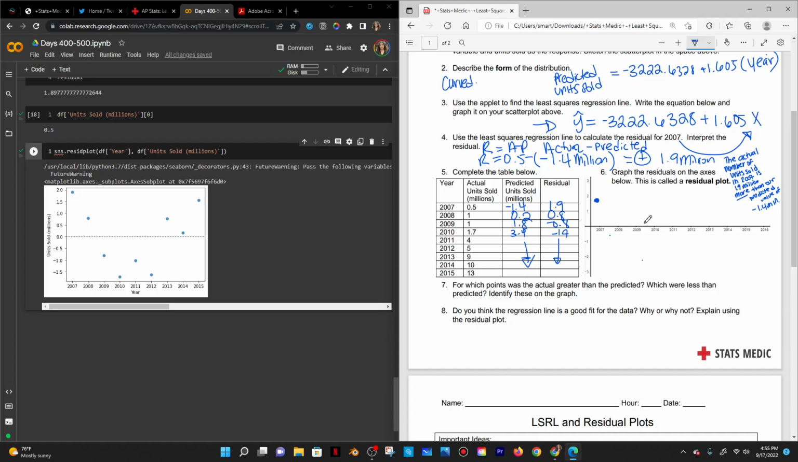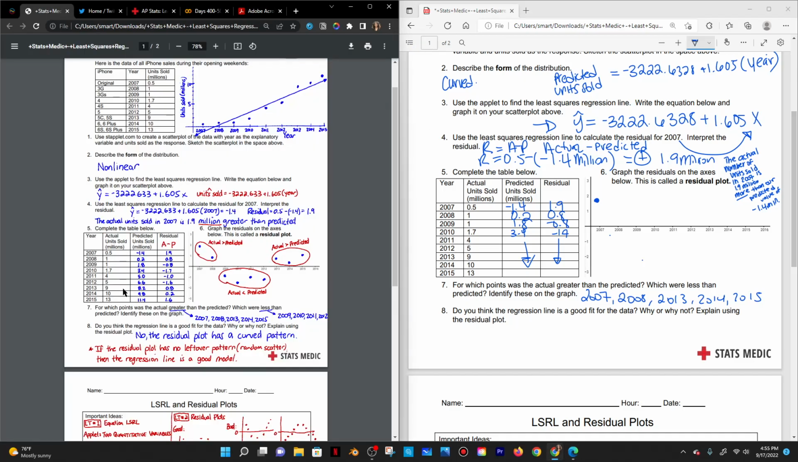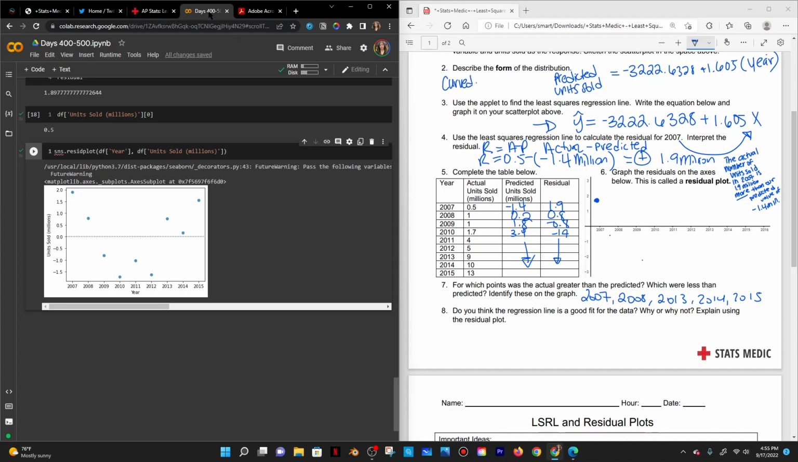So for me, that would end up being 2007, 2008, 2013, 2014, and 2015. And then we can see that, so 2008, 0.2. Oh wait, no, 1 is definitely greater than 0.2. 2013, I don't have that. Let me look at it. So 2013, 9 was the actual, and then 8.2. So 9 is greater than 8.2. So that's just kind of proving that idea there.